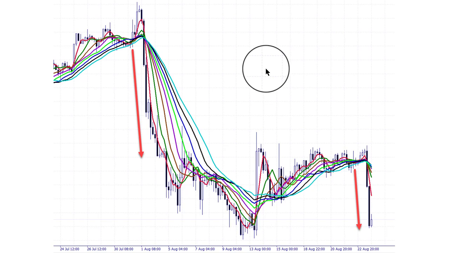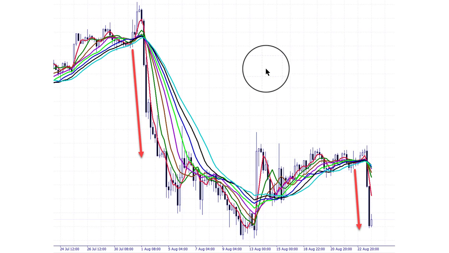This is a 4-hour chart. You can apply this to a 1-hour chart or a weekly chart. You will get the same dynamics happening. These multiple moving averages tell you a lot about the psychology of the market, and I'm going to show you a little bit about that.